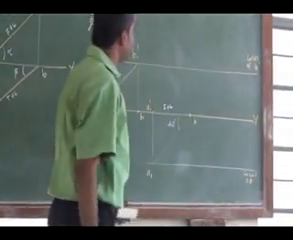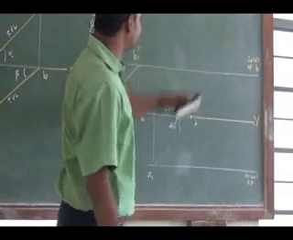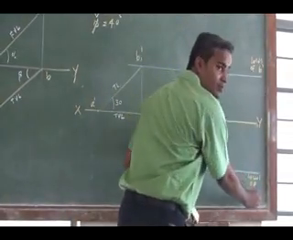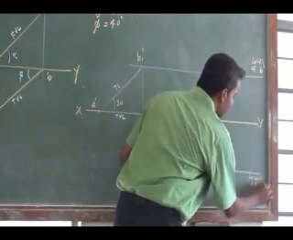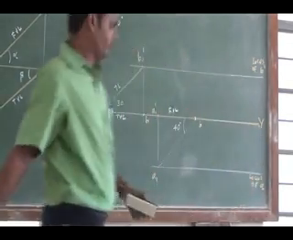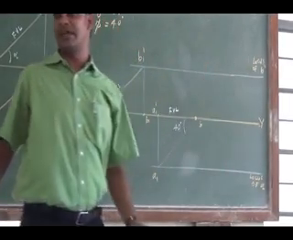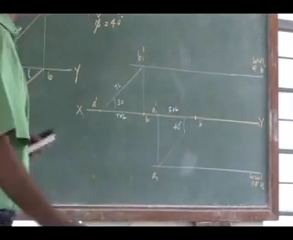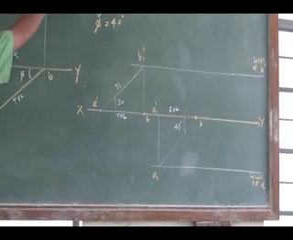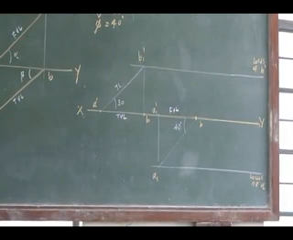Locus of what? Of B. This is locus of B dash. Here it is locus of A. Locus of A. Right. So here it is locus of A. This is locus of B dash. So that is the difference we have. We are trying to find out the locus of this.